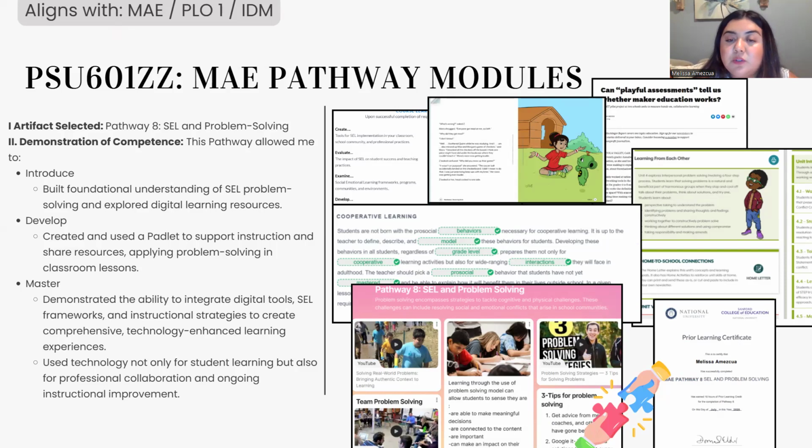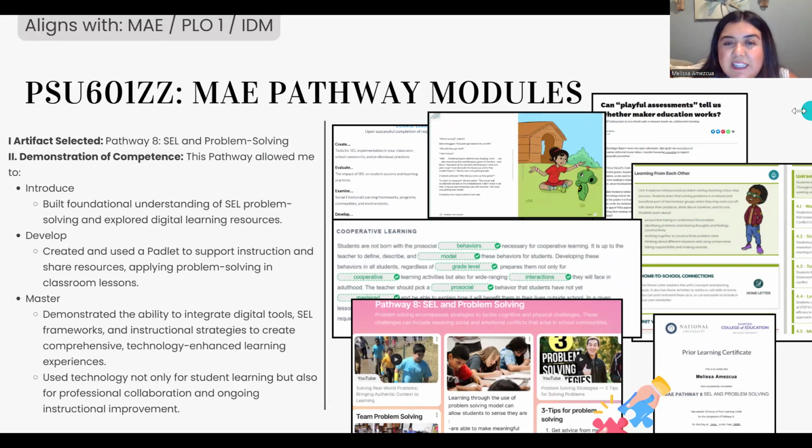Similar to the last module, I was introduced to the topic. I was reading literature in the area. This is about a blog that I had to read about how playful assessments can tell us about how things are working in the classroom. Again, it wasn't only blogs, but I also read studies that were embedded into the unit.